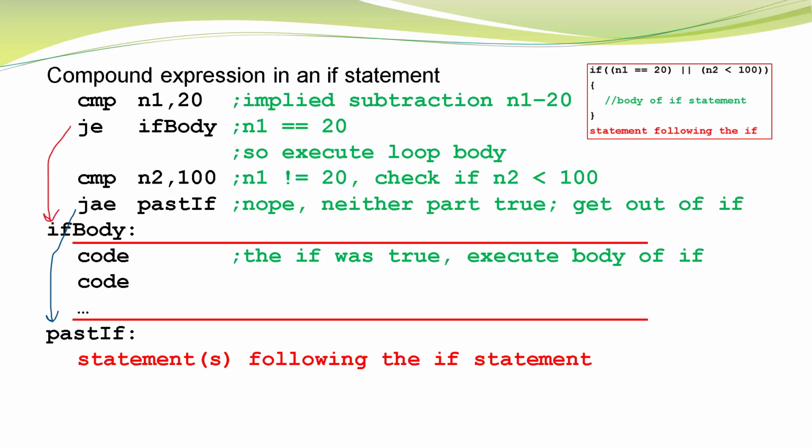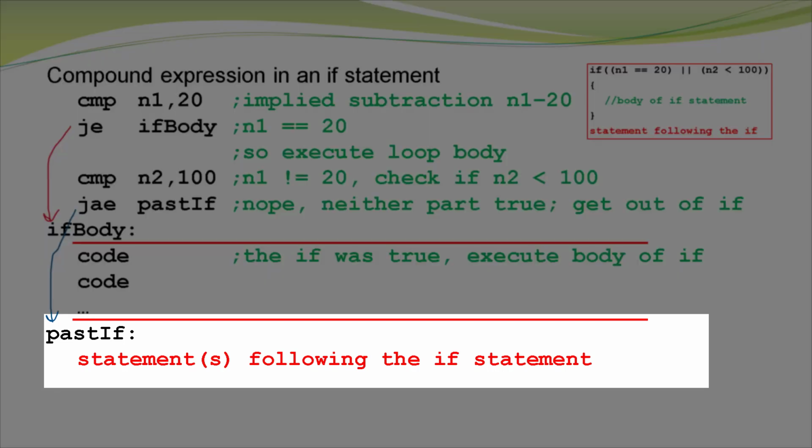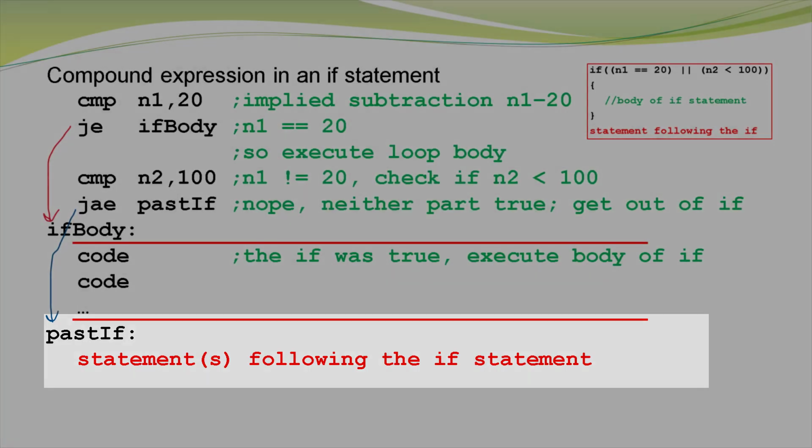Otherwise, the next code instruction is the body of the if. By now, you've seen that those handy curly braces we use in high-level languages don't exist here in assembly. Now, if we didn't make the jump past the if statement, that means the compound expression was true. In other words, either n1 was equal to 20 or n2 was less than 100. The result is we execute the body of the if statement. And last of all, after executing the body of the if statement, the next instructions are those that follow the if.